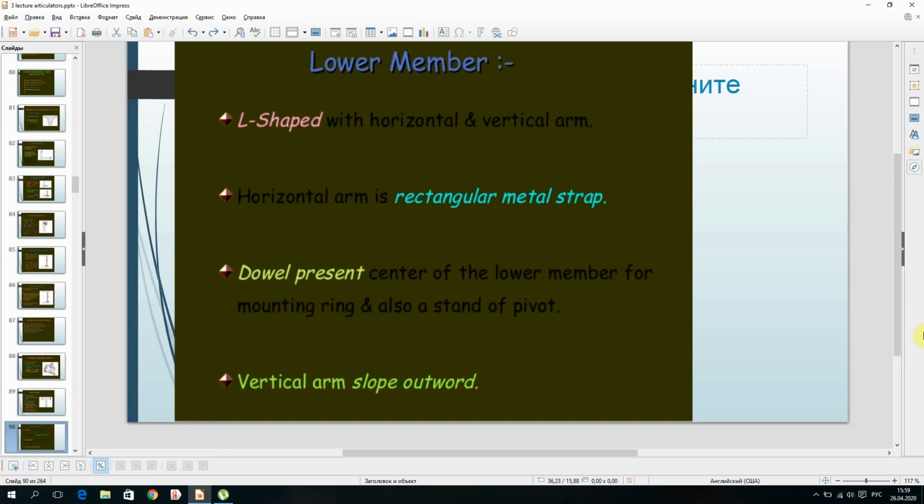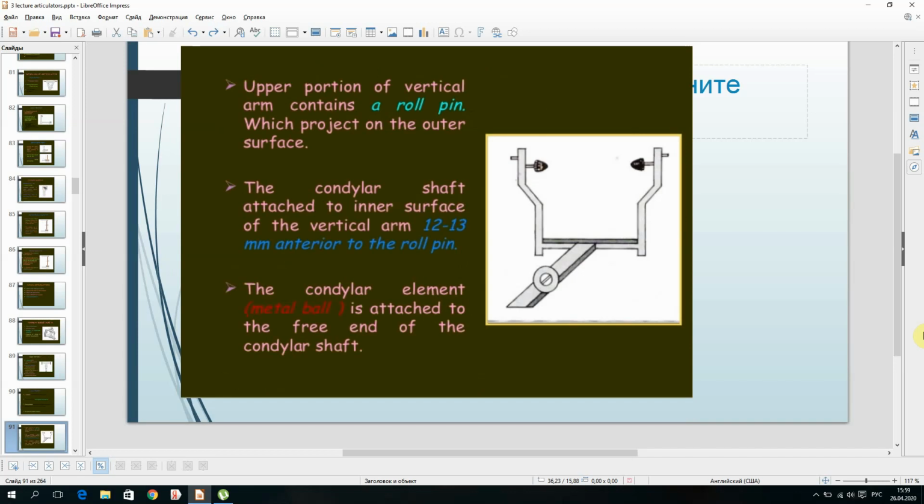Horizontal arm is a rectangular metal strap. Dowel present at the center of the lower member, the mounting ring, and also a stand pivot. Vertical arm slopes outward. Upper portion of the vertical arm contains a roll pin which projects on the other surface. The condylar shaft is attached to the inner surface of the vertical arm 20-30 mm anterior to the roll pin. The condylar element, a metal ball, is attached to the free end of the condylar shaft.